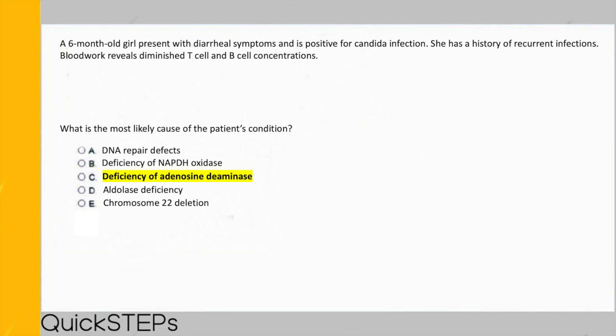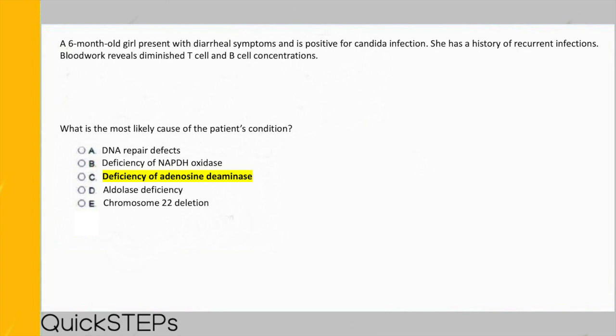And that's because when you have that enzyme missing or malfunctioning, you have a buildup of adenosine. And adenosine in high concentration is toxic, especially to lymphocytes, right, T and B cells. This is actually one of the most common causes of severe combined immunodeficiency. So ADA deficiency, I want you to associate with T and B cell depletion, and therefore you're going to get recurrent infections. Let's just finish out the rest of the answer choices.